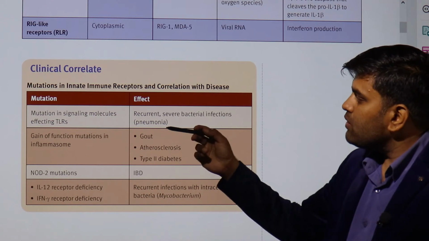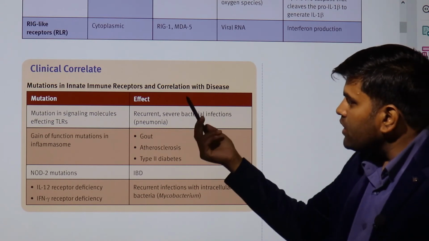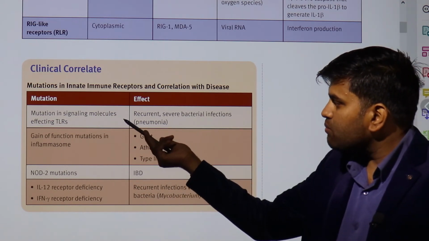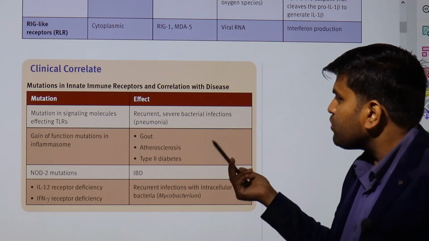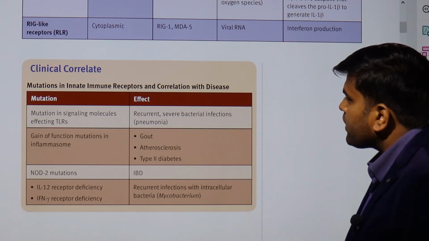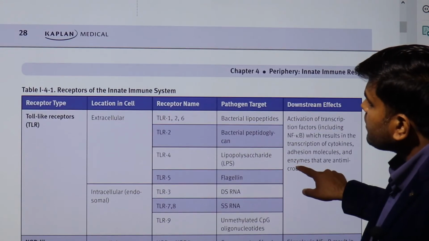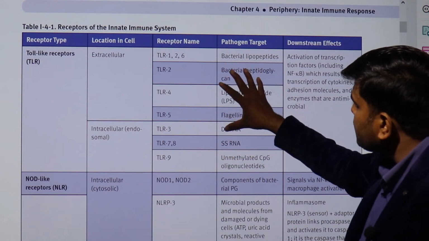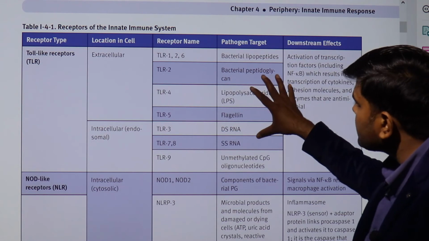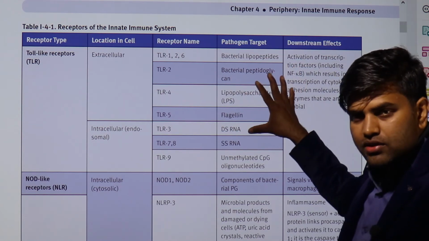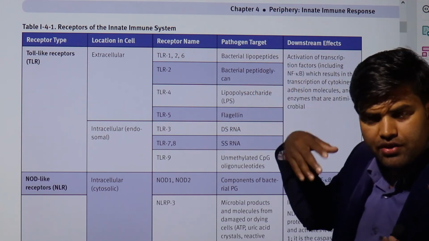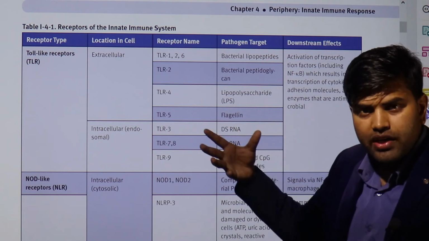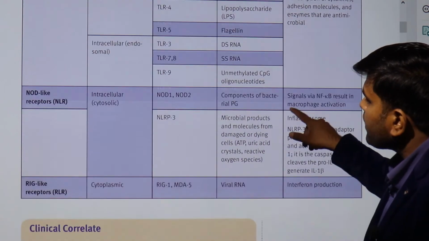There might be some mutation in your cell, a mutation in a signaling molecule affecting the toll-like receptor, and then you will develop recurrent bacterial infection. This is because toll-like receptors detect bacterial products, and if you have a mutation there, they will not be able to detect bacterial products and surfaces. Then the bacteria will enter your body undetected, and you will develop recurrent infection.